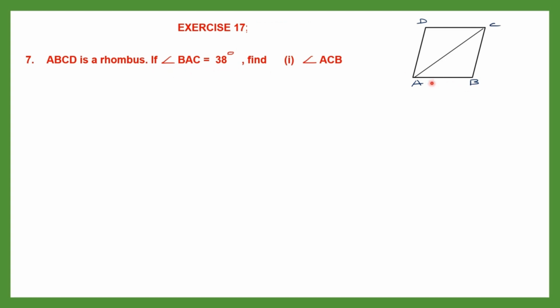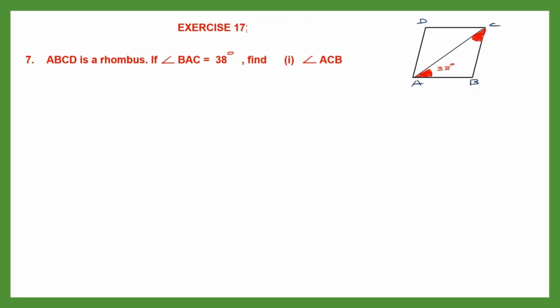Now where is BAC? So this is BAC, and this is 38 degrees. This is given to us already, so let's write that here. Now we have to find a few angles. The first one is angle ACB. That means we need to find this angle.